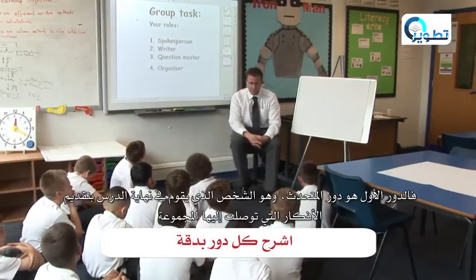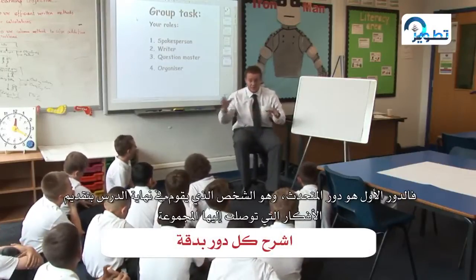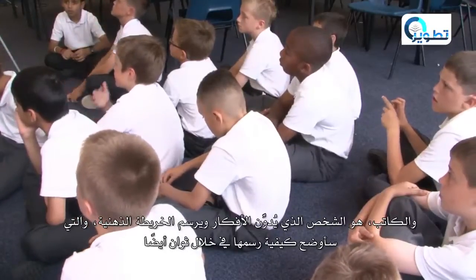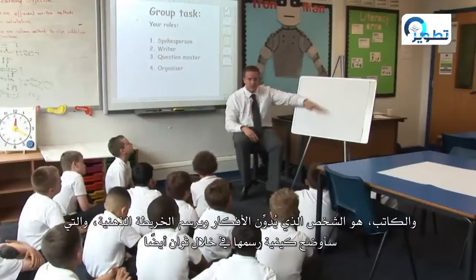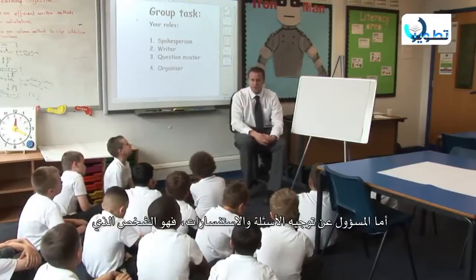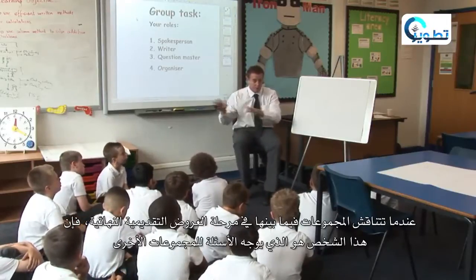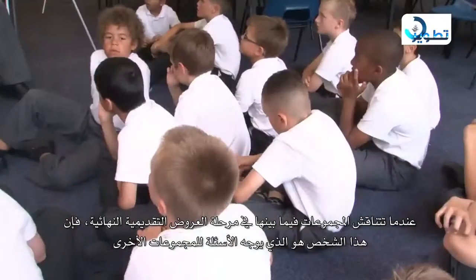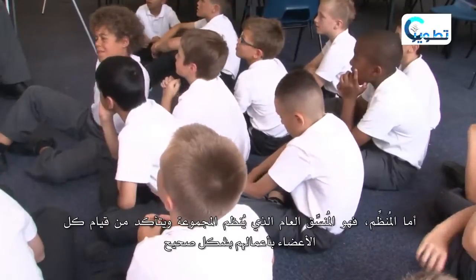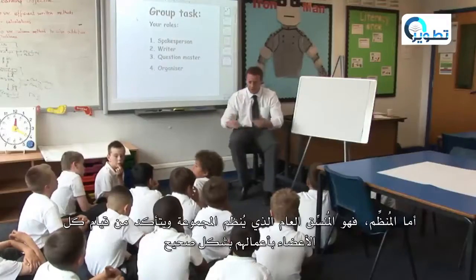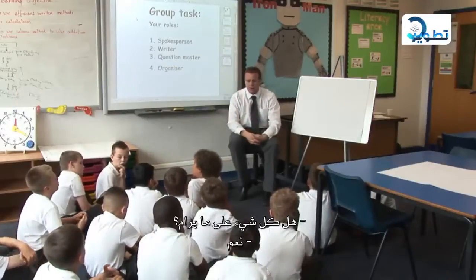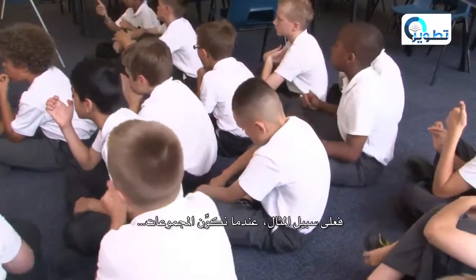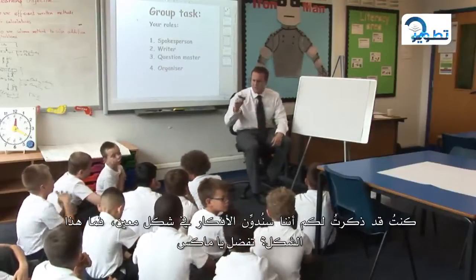The first one, the spokesperson, will be the person that presents it back to everybody at the end of the lesson. The writer will be the one who writes the ideas down in the form of a mind map, which I'm going to go into in a second. The question master is the one who, when you've looked at other groups' presentations, asks the questions to that group. And the organiser is the general person who organises the group and makes sure you're doing things in the correct order and what you should be doing. Is that okay? You all understand that? Thumbs up?